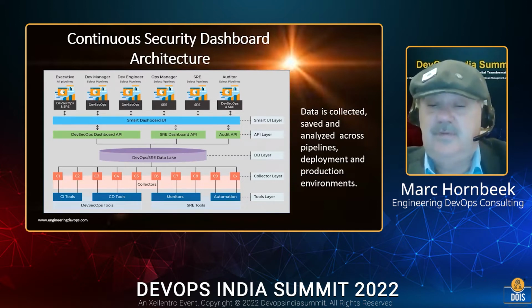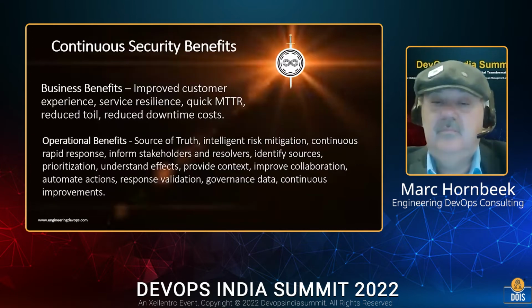The architecture provides the foundation for observability data needed for automated analysis and response based on more advanced algorithms using AI and machine learning. Continuous security dashboards offer advantages over more limited scope SIEM dashboards. At the operational level, the continuous security dashboard provides a common source of truth for all development, production, and security stakeholders across the enterprise value streams.